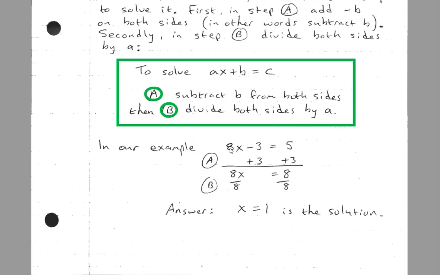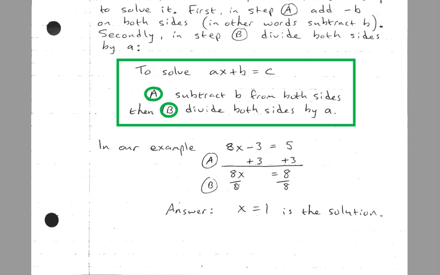So in our example, solving 8x minus 3 equals 5, b is -3. So we want to subtract -3 from both sides. Subtracting -3 is the same as adding 3. The main idea here is we want those 3's to cancel, so we're getting a 0. But 5 plus 3, that's 8. So we get 8x equals 8.